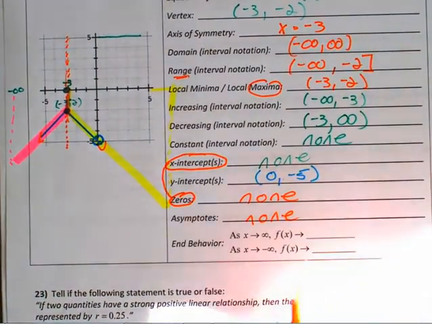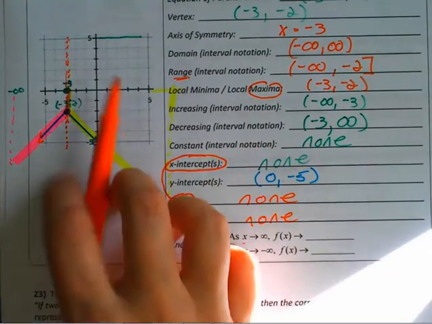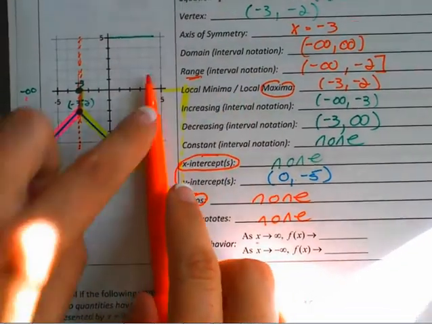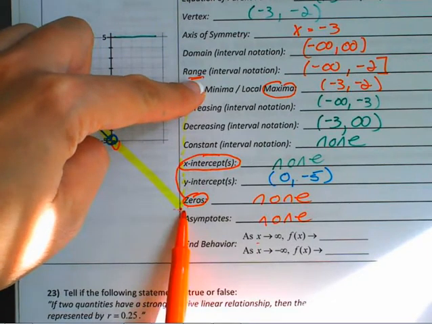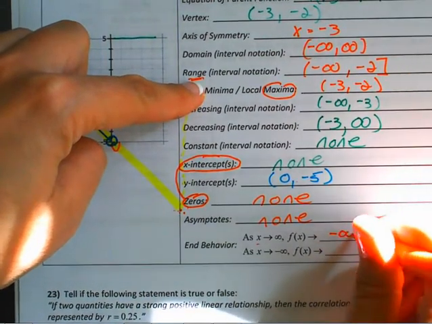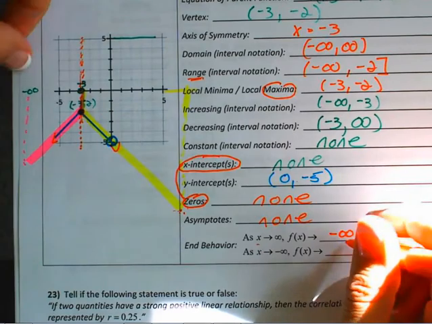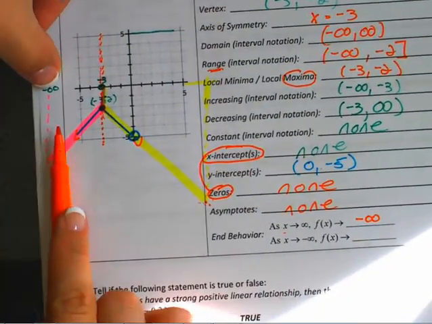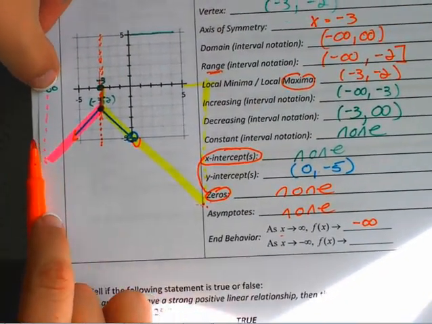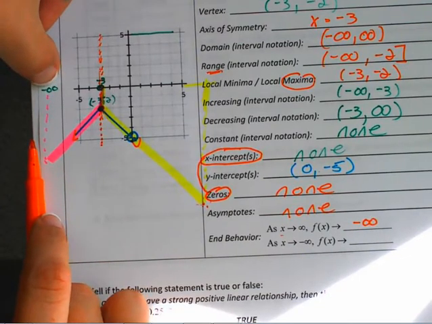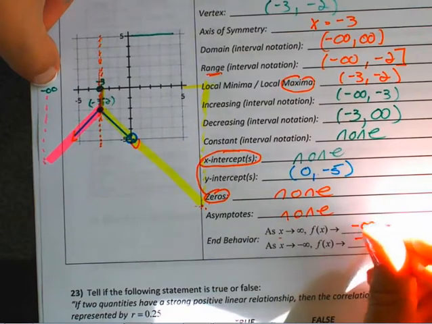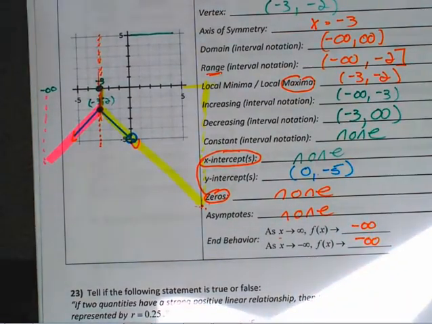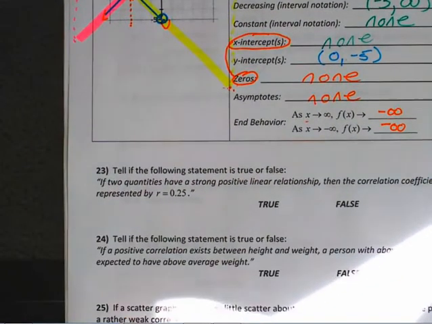In end behavior, as x goes to infinity, way out here, where is my y value? Well, my y value is way down here at negative infinity. And then way out here, where x is negative infinity, y is still way down here, so it's also at negative infinity. Okay? All right, let's look at number 23.